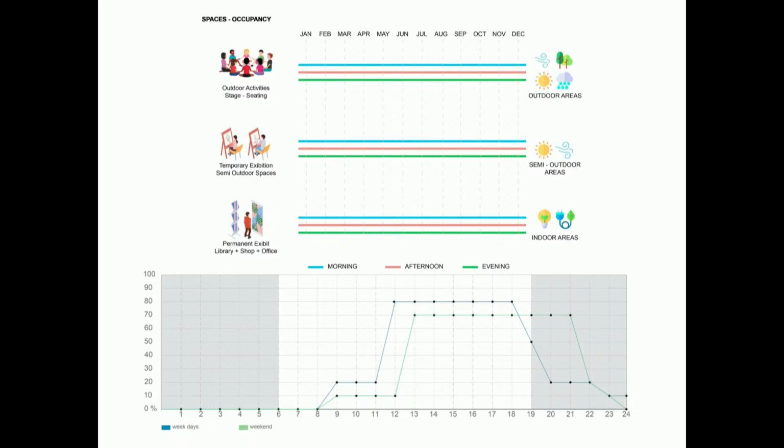Going ahead, this is my design proposal. To convert it into a cultural center, I've proposed some activities: outdoor activities, then the stage and seating, which is my main focus, temporary exhibition spaces, semi-outdoor spaces, and permanent exhibit spaces. And this is the occupancy I've developed from ECBC norms for theatre buildings and assembly buildings.